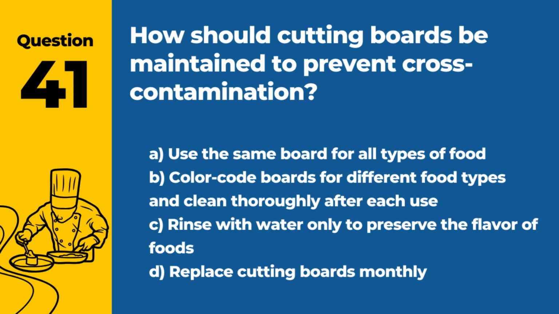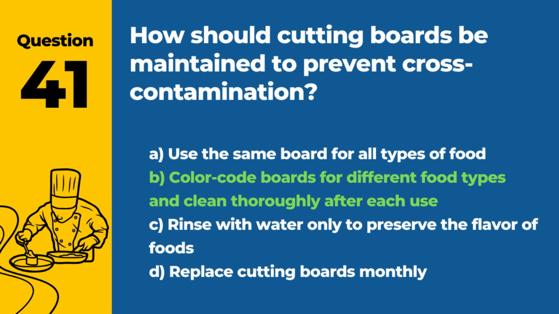Question 41. How should cutting boards be maintained to prevent cross-contamination? A. Use the same board for all types of food. B. Color code boards for different food types and clean thoroughly after each use. C. Rinse with water only to preserve the flavor of foods. D. Replace cutting boards monthly.